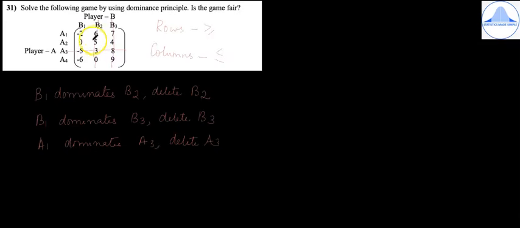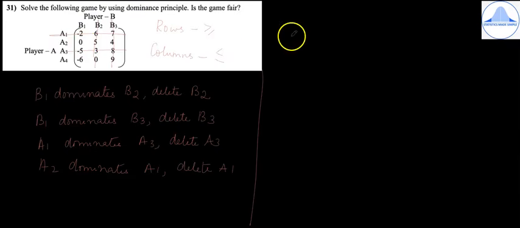Next you have to compare A2 with A1. So 0 is greater than minus 2. So you'll write A2 dominates A1, delete A1. So now the only payoff which is remaining is 0. So you have to write therefore the value of the game is 0.